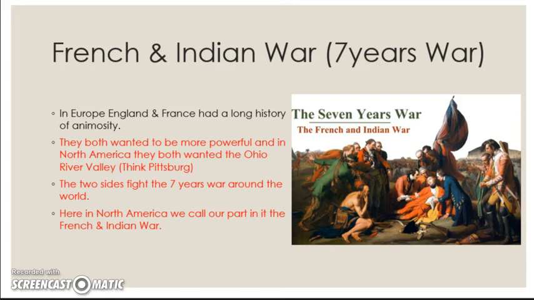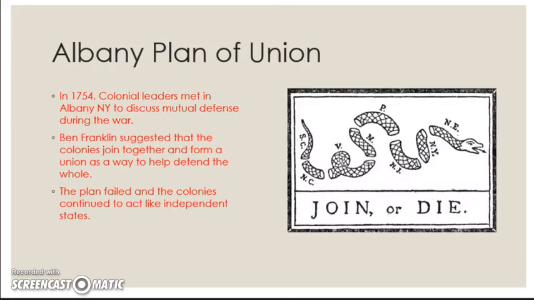The two sides are fighting this war all around the world, but here in America, we call our part the French and Indian War. Now, during this war, Ben Franklin comes up with an idea. He realizes that all these 13 colonies are kind of acting independently, and he thinks it would be a good idea if they joined together, made a confederation in order to be able to defend themselves against the French and the Native Americans that they have as allies.